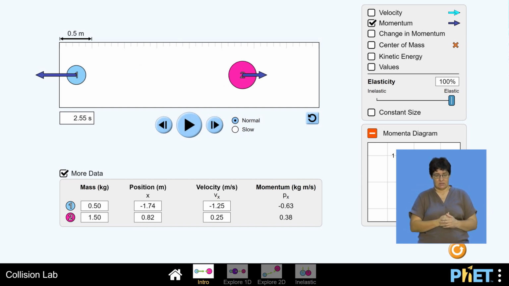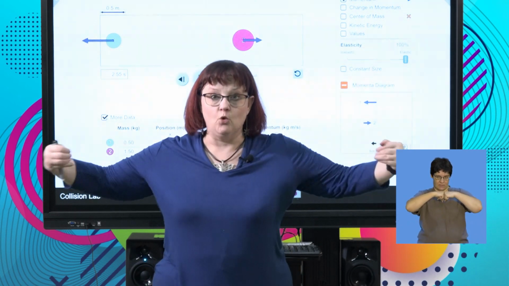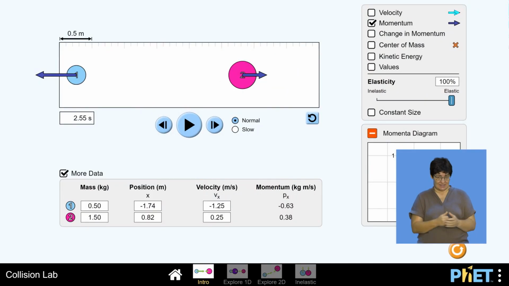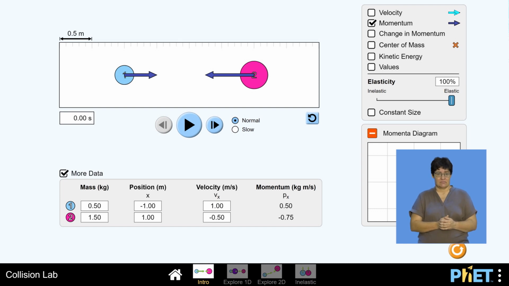Now, what I want you to see is a couple of things. Number one, they came together and they bounced off. So they changed direction, but they remained as two different objects. I'm going to reset. Now, when we look at the momentums, if I add the two momentums together, it's 0.5 plus minus 0.75, so my total is minus 0.25. That's that tiny little one over there.